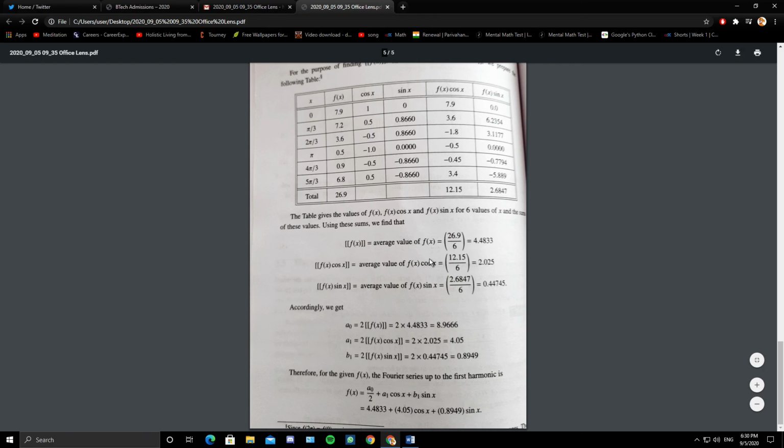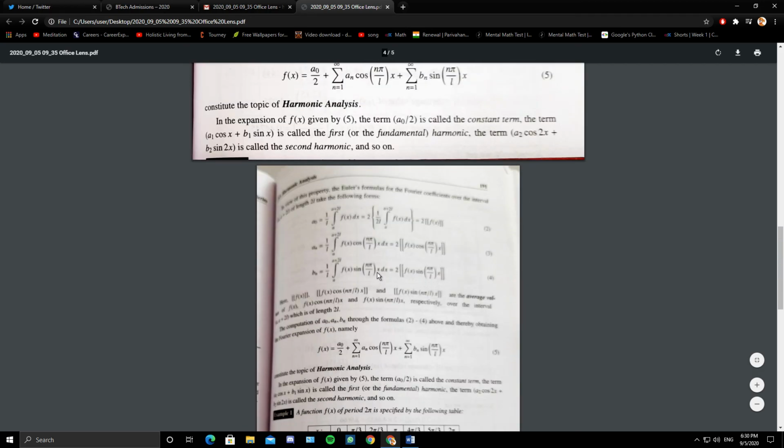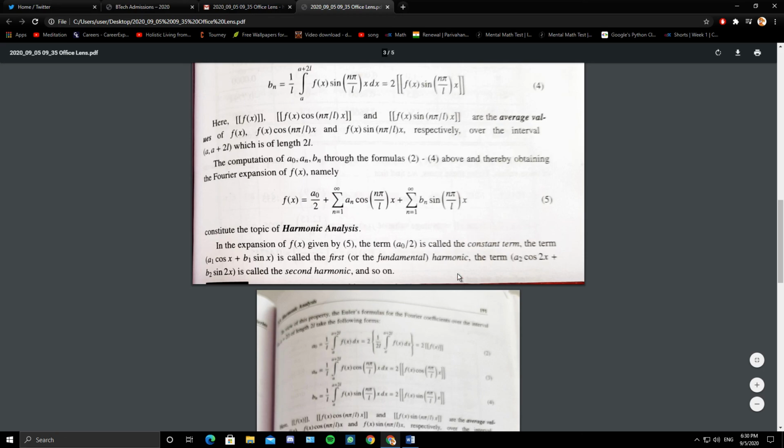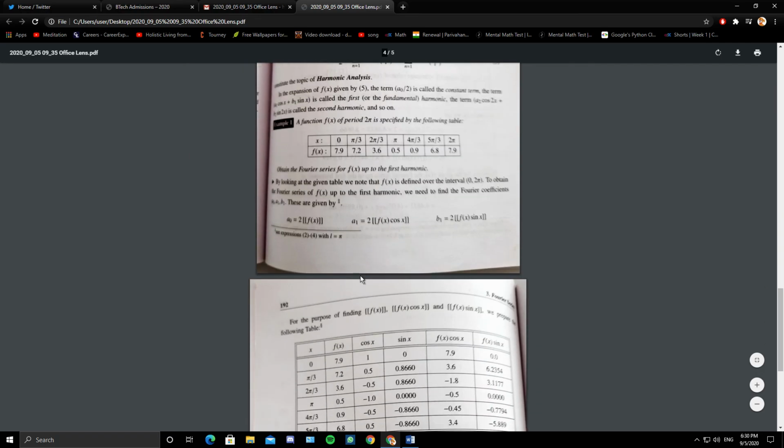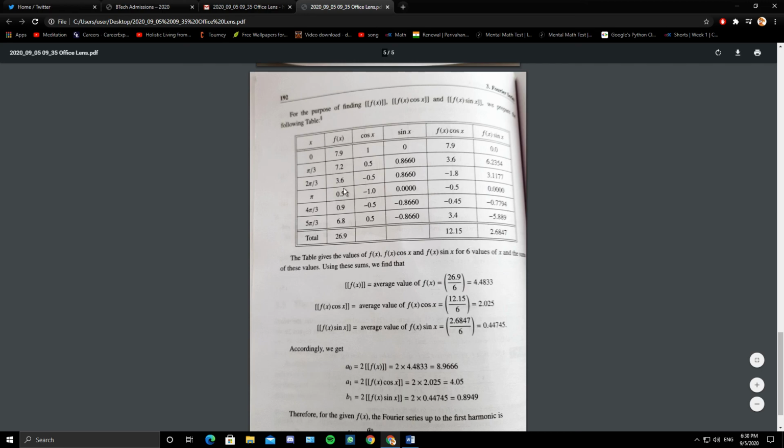So for the test, you learn only the definitions, that is, what is harmonic analysis, and the formulas for the constant term, first harmonic and second harmonic. You should know how to find a naught. In case you are asked to find a naught, just add up the values of f of x and divide by the total number of values. The table will be given in the question. So you'll be asked only simple questions from this topic.